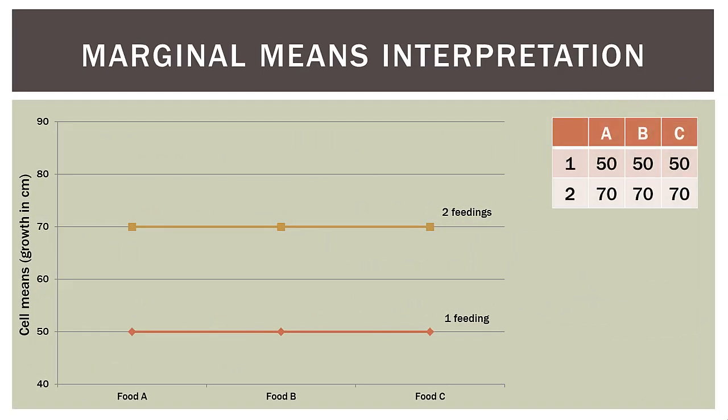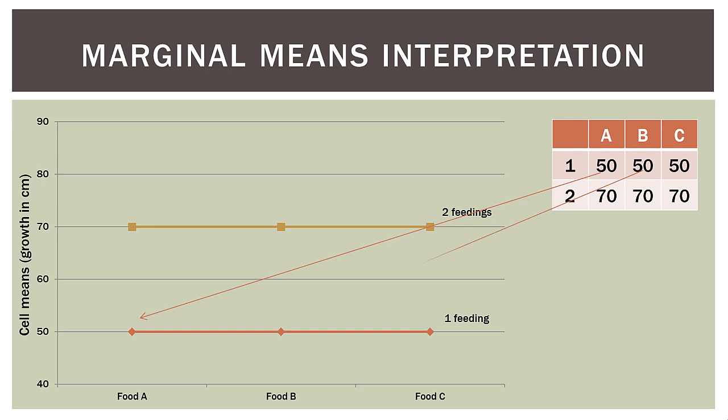So let's look at this one. This is some hypothetical data just to get across how these graphs are made. For 1 feeding, we had the growth of 50 centimeters for A, 50 centimeters for B, and 50 centimeters for C. So you can see these points right here. For 2 feedings, we had 70 centimeters for food A, 70 for food B, and 70 for food C. That's the top line. Now, do these lines go up and to the right or down and to the right?